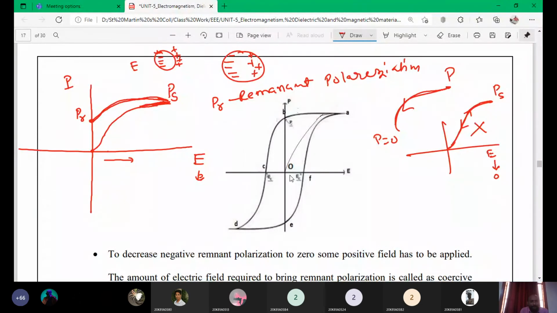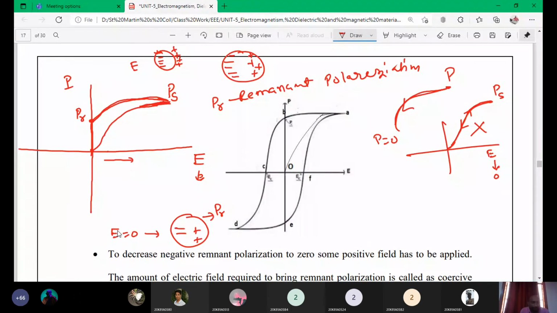That means the material still has some polarization. Still, in the atom, charges are separated. On the y-axis, what is the electric field? Zero, right? In this condition we make the electric field zero, but still some charges are separated in an atom. Because of this separation, we have some polarization. This we call remanent polarization, meaning remaining or persistent polarization.